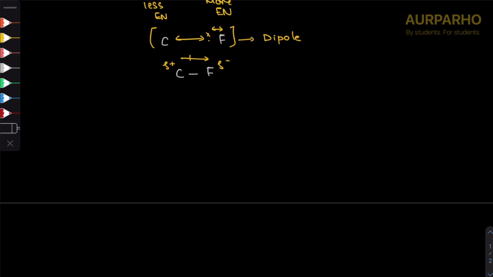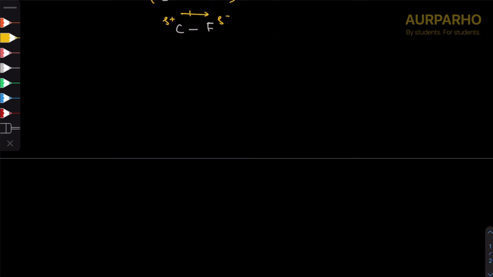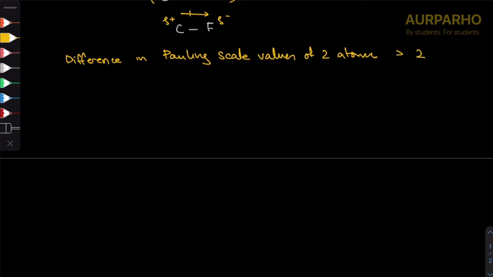We're getting there. Pauling scale values. There are a few Pauling scale values on the notes. You can go through those. Those are just for your knowledge. They don't provide any conceptual value. Oh, but it is important to note that generally speaking, if the difference in Pauling scale values of two atoms is greater than 2, then it is likely that they will form ionic bonds.